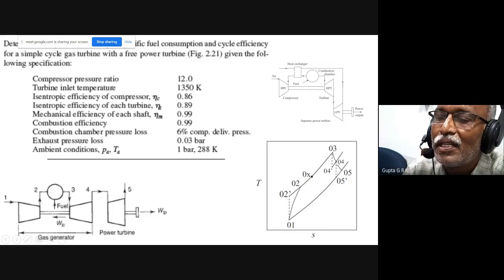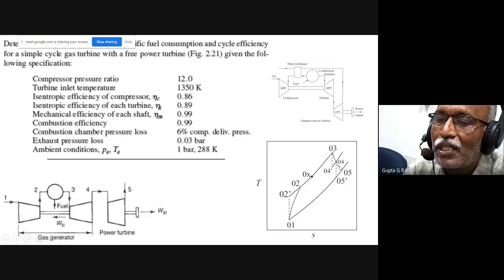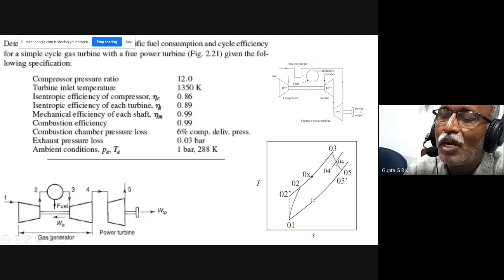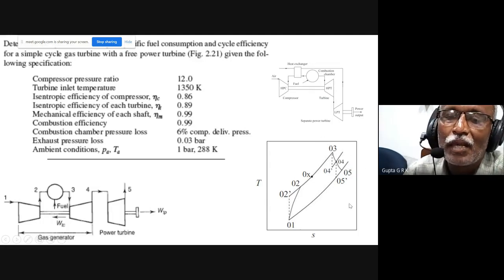So I can calculate the isentropic temperature ratio, and T05 dash can be obtained. T04 by T05 dash is equal to P04 by P05 to the power of gamma minus 1 by gamma. So I get T05 dash. Then the turbine efficiency, T04 minus T05 by T04 minus T05 dash, gives me T05. Once T05 is calculated, I know all the temperatures.